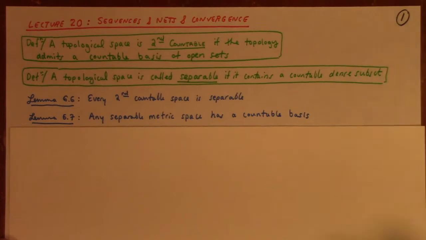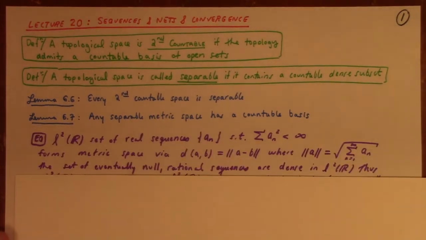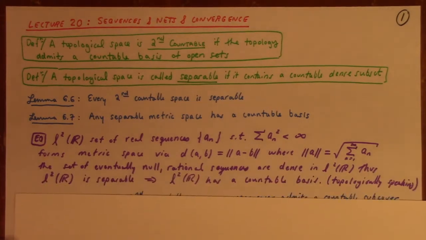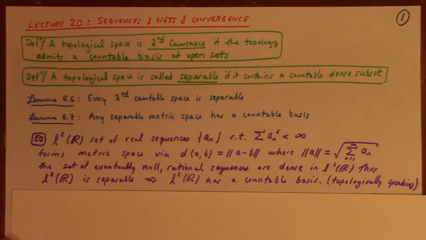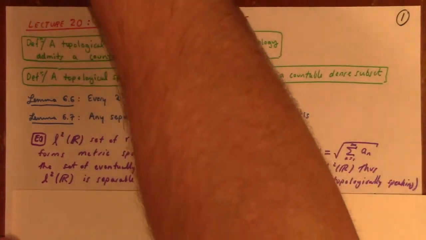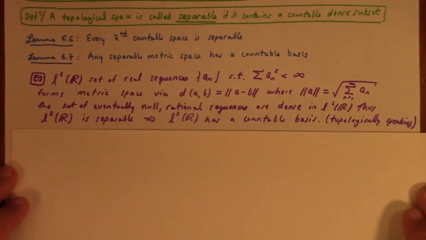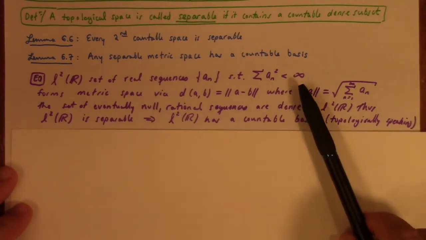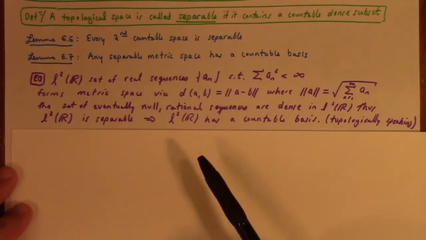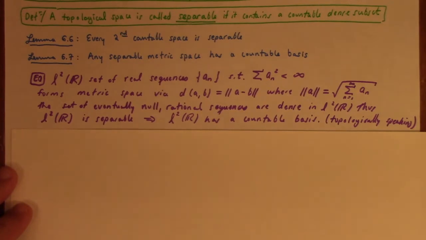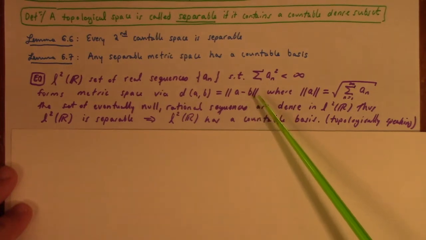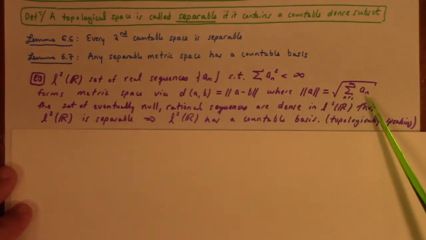Let's see here, what's next? Example: this is L2, the square summable sequences. L2(R) is the set of real sequences such that the sum of the squares of the sequence is less than infinity. And you can prove that that forms a metric space via the distance function norm of a minus b, where the norm is defined to be the square root of the sum of the squares.